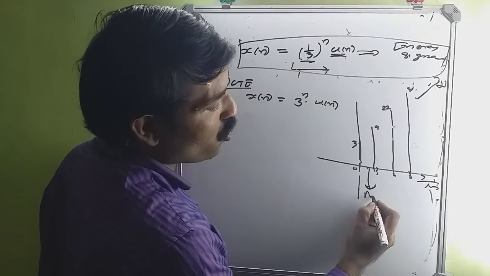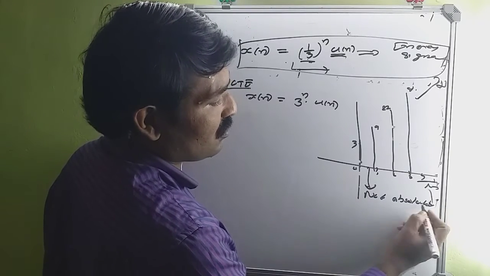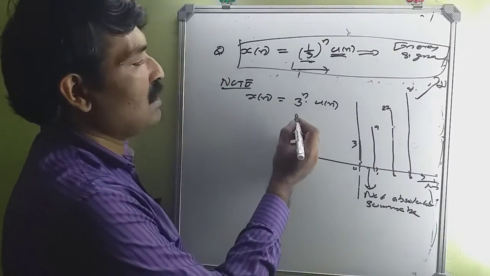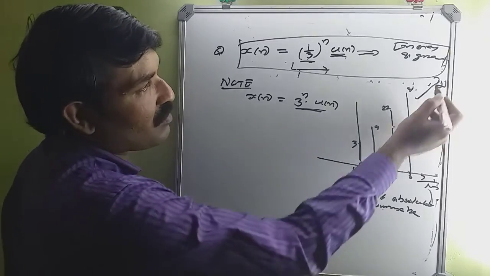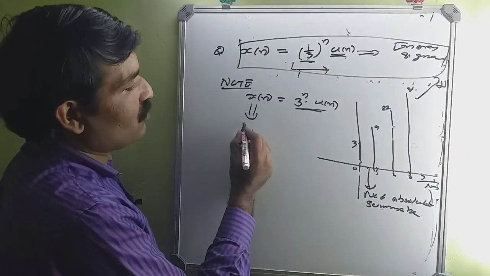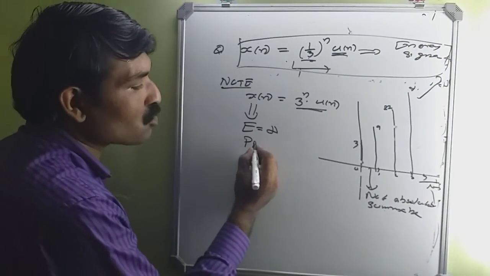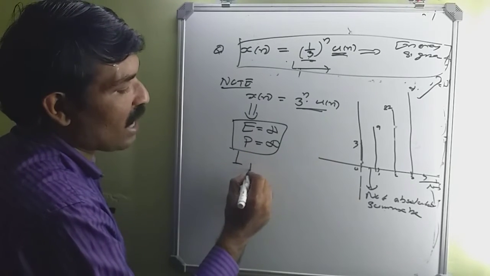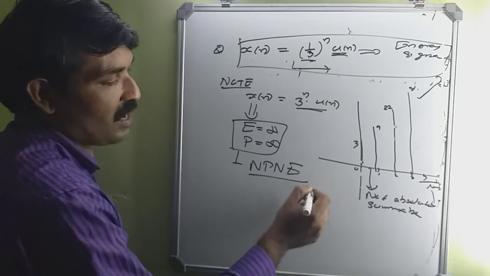That means it is not absolutely summable. That implies the value becomes infinity as n goes to infinity. So the energy of the signal becomes infinity, and power also becomes infinity. So it is neither a power nor an energy signal.